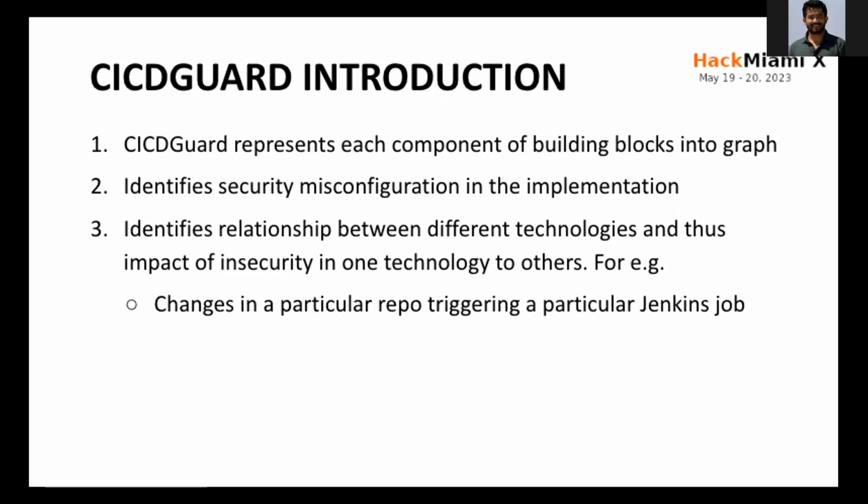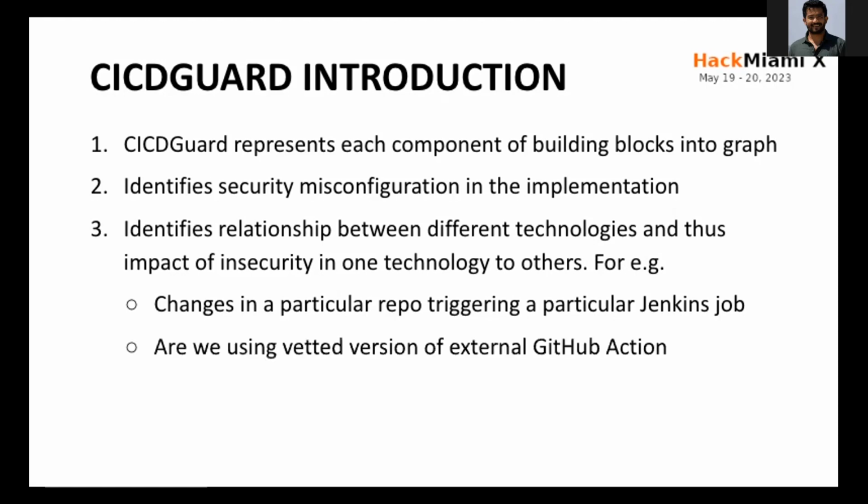Let's say the example I mentioned, changes in a particular repo triggering a particular Jenkins job. It could be different for each organization, but as and when you start using it for your organization, the better relationships it will be able to make over time. I'll explain that part more in the demo, because the scanner runs in an independent way, and then you have an analysis engine which can build out those relationships.